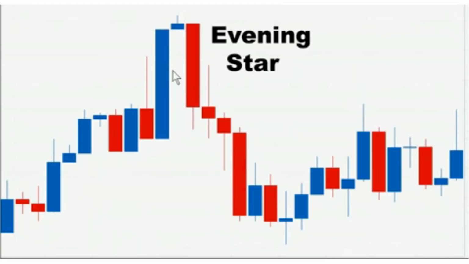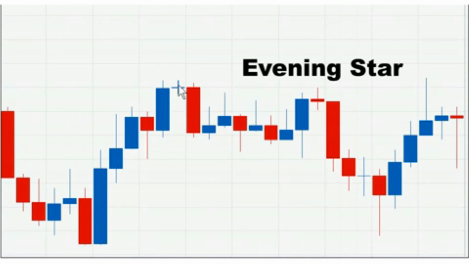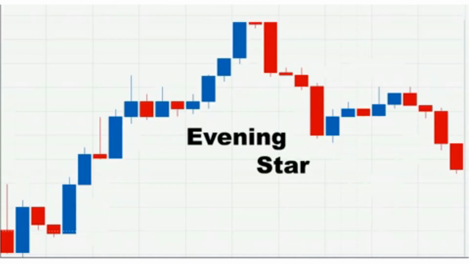The longer the blue and red candles, the more forceful the reversal. The more indecision of the indecision candle, the better probability that a reversal will occur. The further down the red candle closes into the blue candle, the stronger the reversal. It's even stronger when the red candle closes lower than the first blue candle.